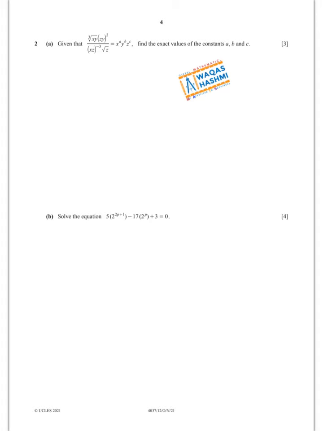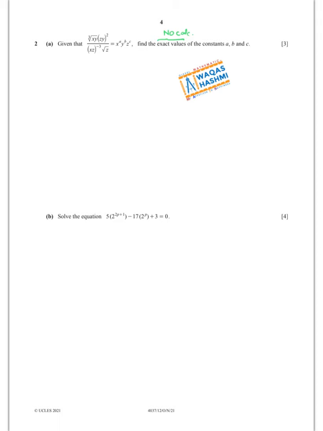Question number 2, it says that given that this whole expression equals x^a y^b z^c, find the exact values of the constants a, b, and c. Now there is a keyword present here. It says exact value, and exact value means that calculator is prohibited in this question.